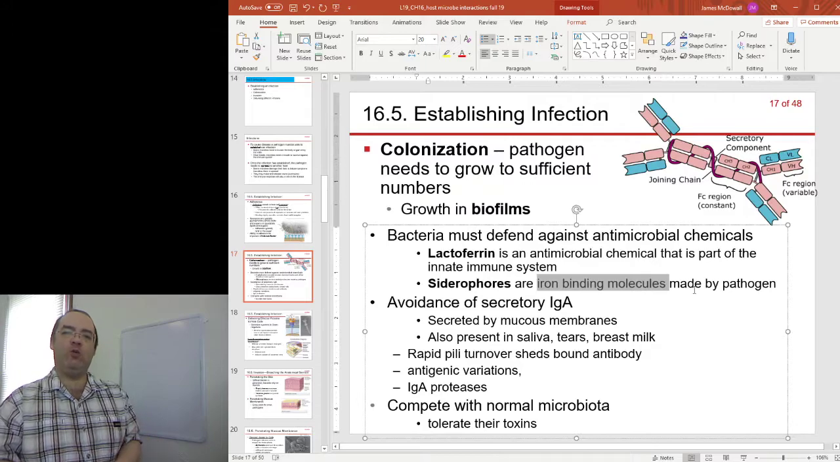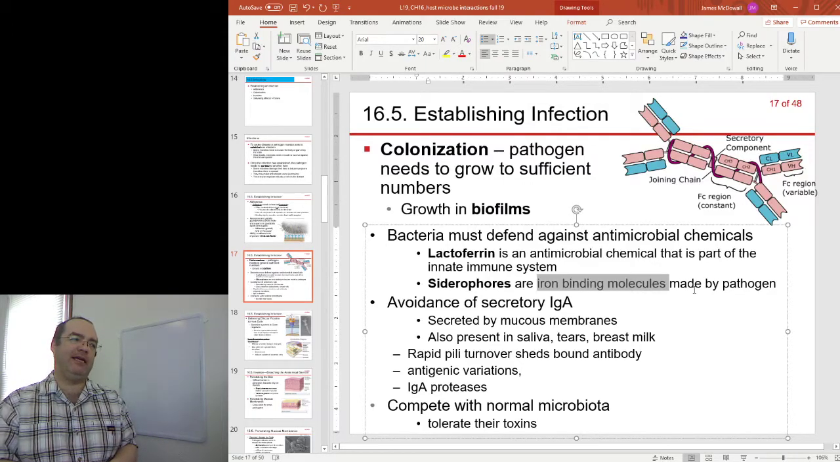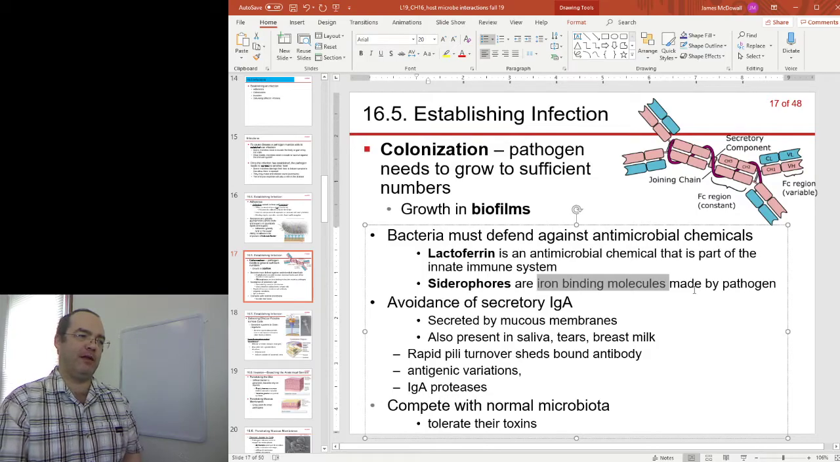Iron, although we only need it in very small amounts, and indeed all organisms need it because it is central to many essential biochemical pathways.